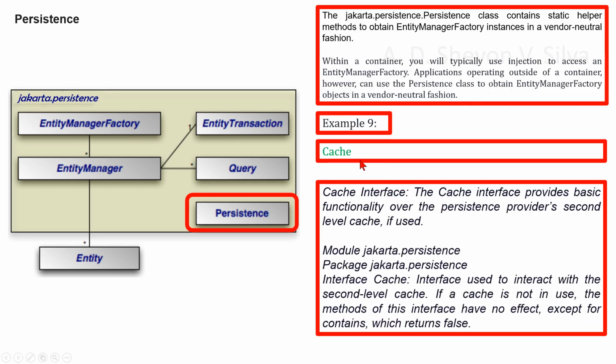Now we are considering the Cache interface. The Cache interface provides basic functionality over the persistence provider's second-level cache, if used. Interface Cache in package jakarta.persistence in module jakarta.persistence. The interface is used to interact with the second-level cache. If a cache is not in use, the methods of this interface have no effect, except for contains, which returns false.